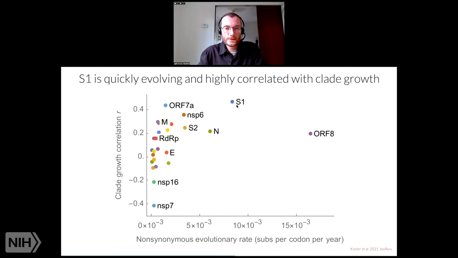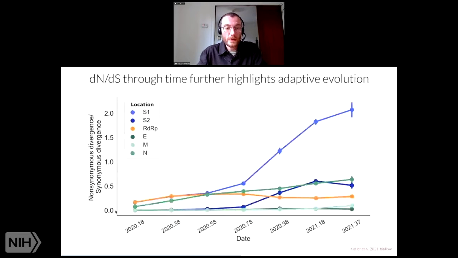Okay, so this would suggest that the anecdotal observation that lots of the mutations in the variants of concern are in S1 is rigorously supported, and that S1 is generally the prime target for adaptive evolution in SARS-CoV-2 up to this point. We can measure this as well with this other classic PopGen molecular evolution metric, dN/dS.